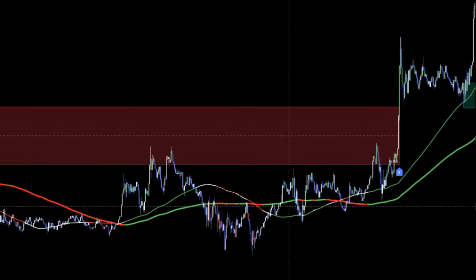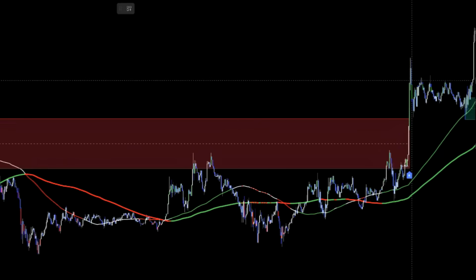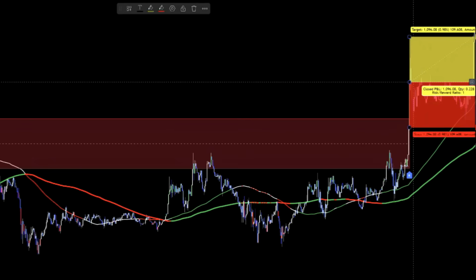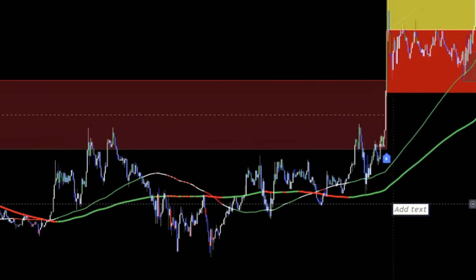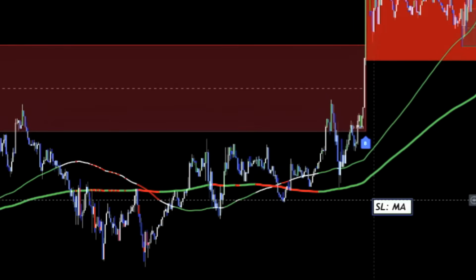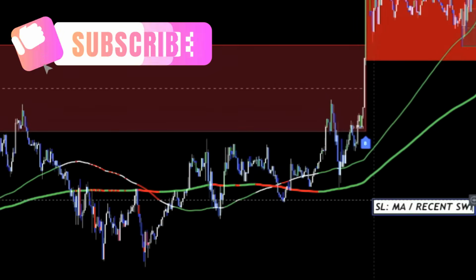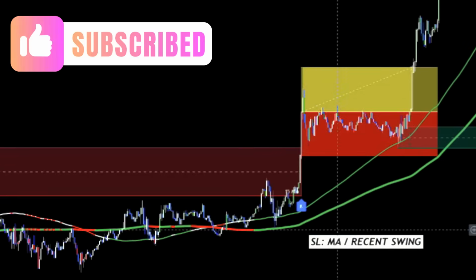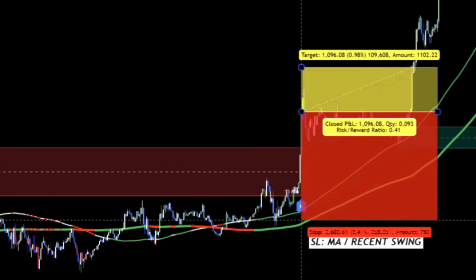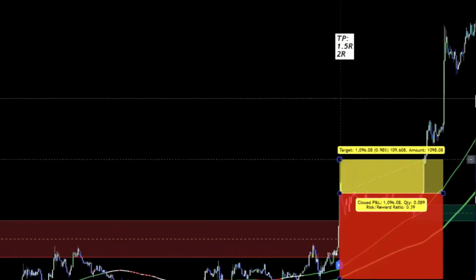As far as managing a potential trade, one way to think about is setting the stop loss just below the recent swing or the moving averages. For a target, aiming for a 1.5 or 2 to 1 risk to reward ratio as a common framework.